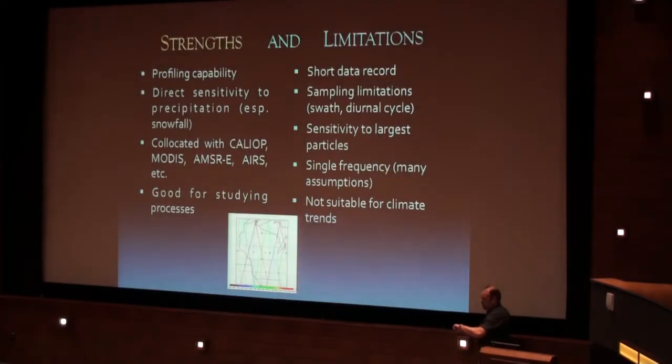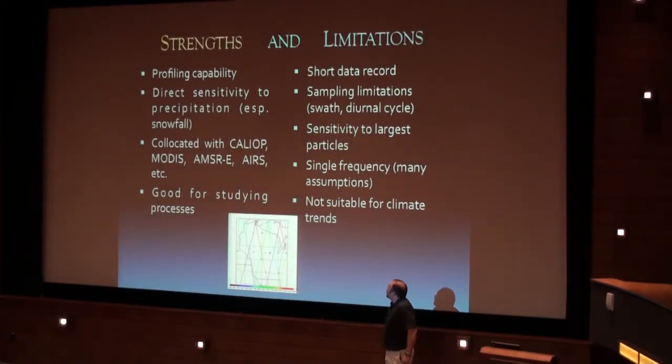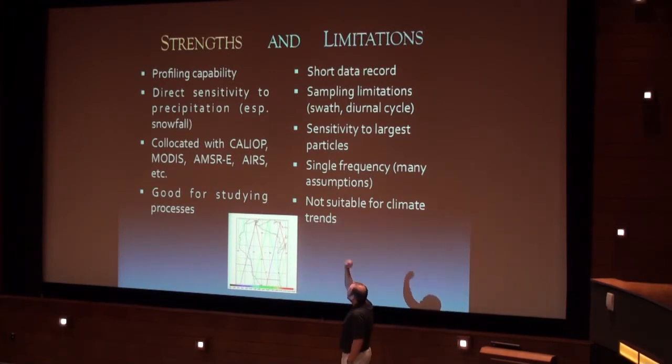Okay, so this is where I want to kind of wrap up, although I have one more thing I want to show you just after this. I wanted to put together a little bit of a summary here of what I think the strengths and limitations are. I think the profiling capability is obviously key. That's the main motivation for flying active sensors in the first place. This direct sensitivity to precipitation is a real strength.